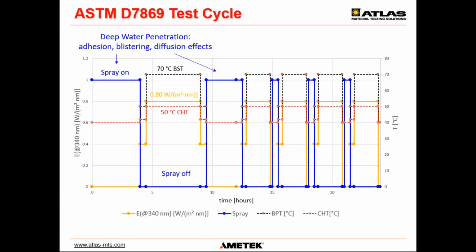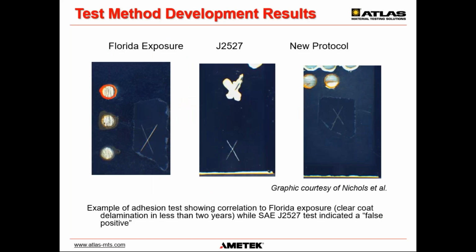And here we see the different cycles shown graphically, where the portions of the graph shown in blue are designed to maximize deep water penetration, promoting losses or showing failures in adhesion, blistering, and diffusion effects. And the areas shown in black are shown to induce your cyclic stresses, which induce cracking, as well as surface erosion, which will be shown in changes in gloss. And finally, the different irradiance levels induce the different photo-oxidation rates.